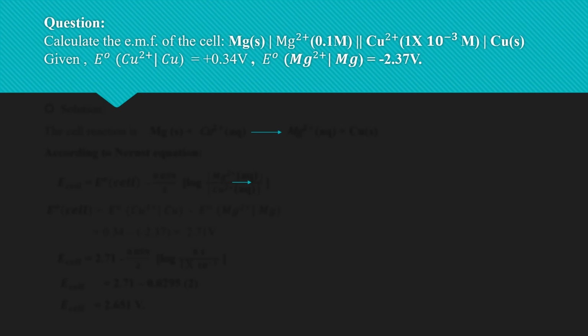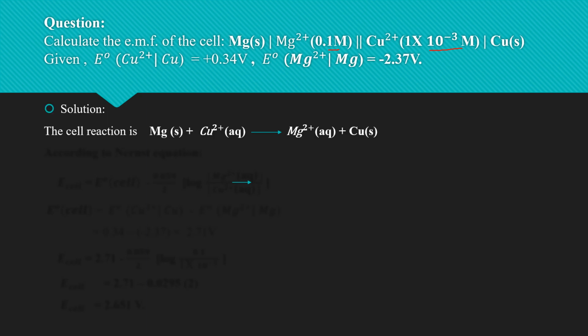Now a numerical for the Nernst equation: calculate the EMF of the cell. The cell is given between magnesium and copper, where magnesium acts as anode because it is on the left hand side of the salt bridge, and copper is on the right hand side of the salt bridge. The standard electrode potentials of copper and magnesium are given. Solution: the cell reaction will be magnesium plus copper ion gives magnesium ion plus copper.